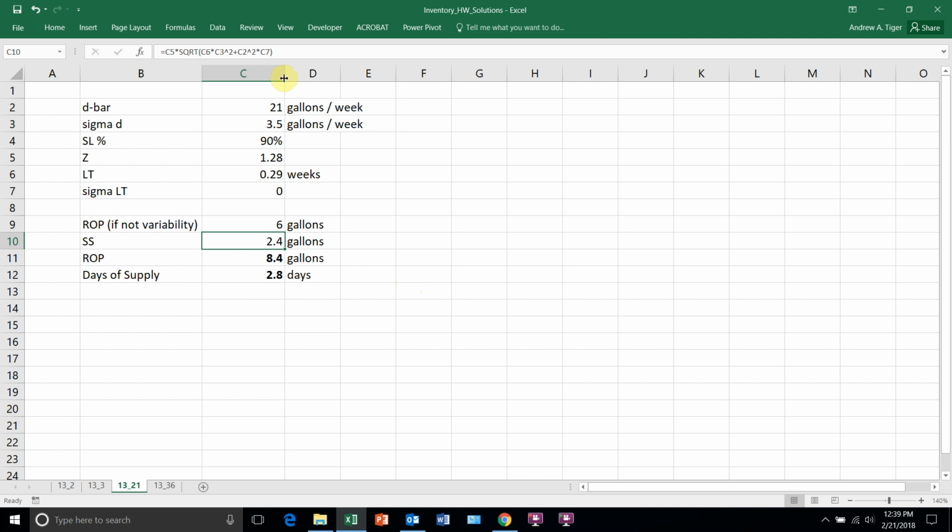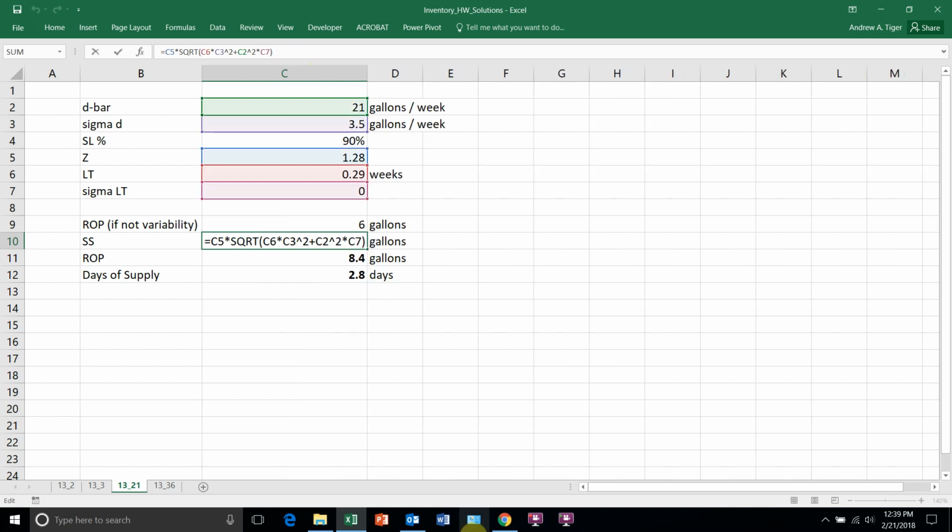The safety stock formula is Z times the square root of LT times the sigma of D squared plus the lead time squared multiplied by the standard deviation of LT, and this all should be squared. Now it happens to be 0, so it doesn't make any difference. But so the safety stock is 2.4 gallons.